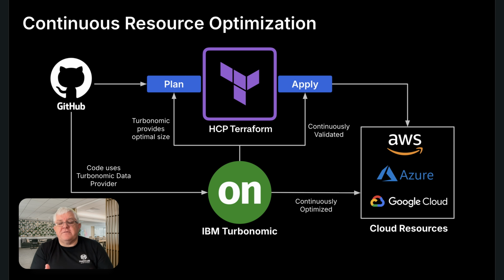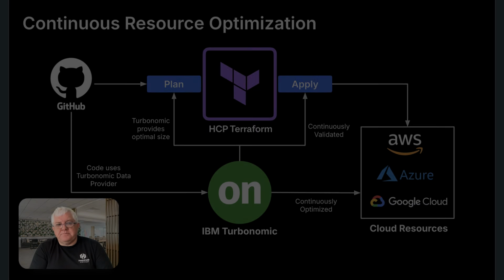The Turbonomic Provider for Terraform is a plugin that enables HashiCorp Terraform to interact with Turbonomic, which in turn communicates with cloud services such as AWS, Azure, and GCP to optimize your cloud infrastructure. By integrating the Turbonomic Provider for Terraform into your infrastructure as code, you not only gain intelligent optimization recommendations, but you can also apply those changes automatically either using Terraform runs or safely in Turbonomic.